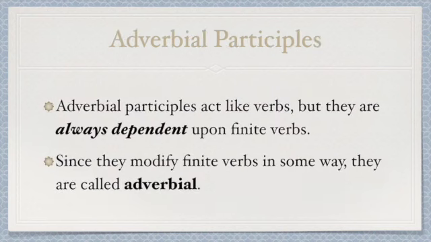Adverbial participles are going to act like verbs, but they're always dependent on another finite verb. And so right now, you guys know two types of verbs. You know indicative verbs and participles. And so our indicative verbs, we parse for person, so these are going to be finite verbs. And so adverbial participles are always going to be dependent on finite verbs. And since they modify a finite verb in some way, we're calling them adverbial.